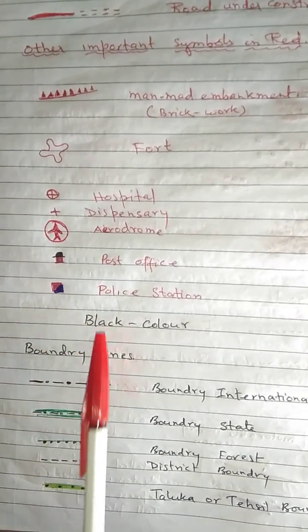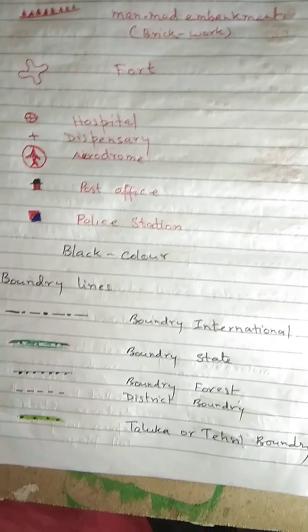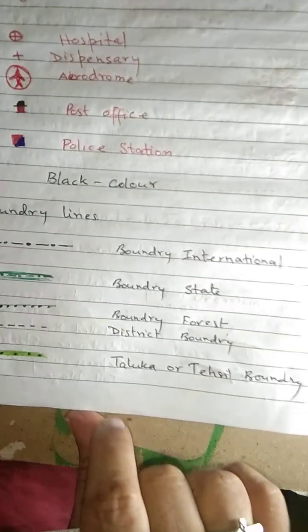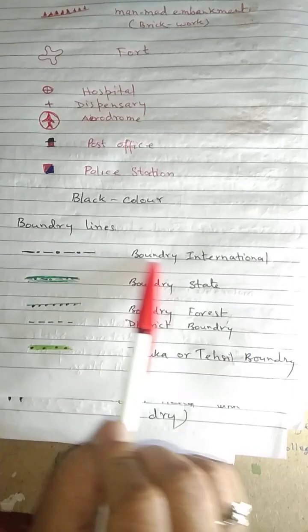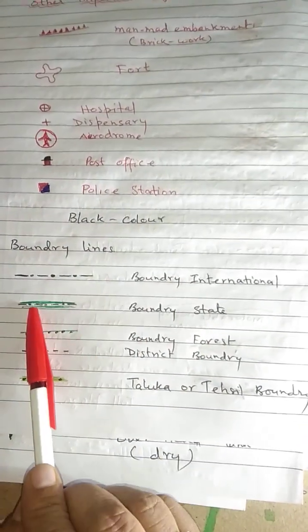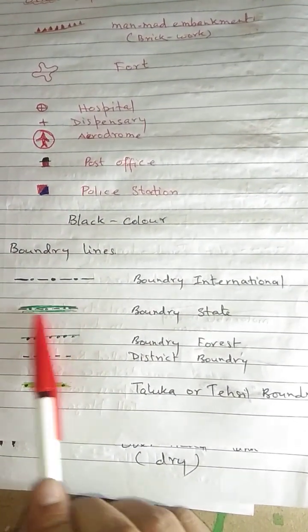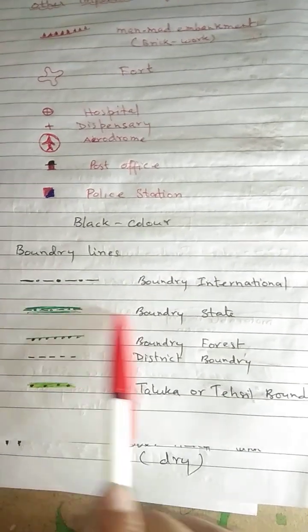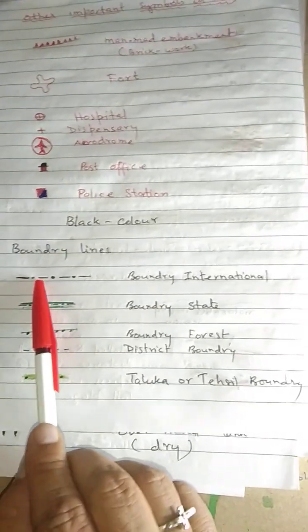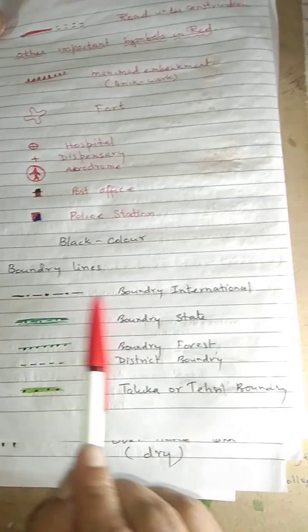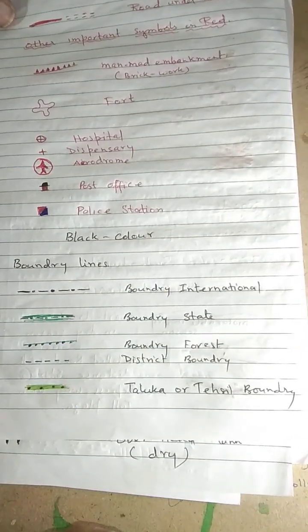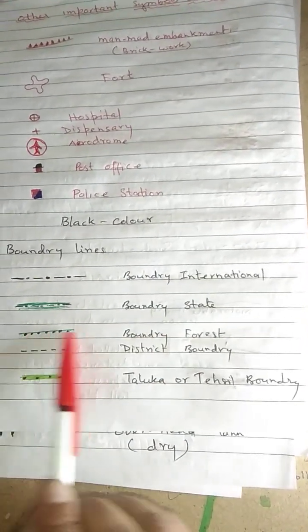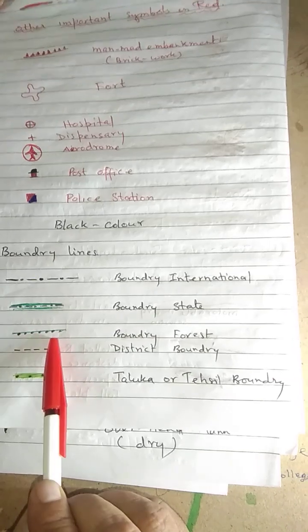Now coming to black color, which is very very important. Let's start with the boundary lines. Now this is an international boundary. It will be quite dark. And this is a state boundary. A state boundary will have a shading of green or shading of yellow. They will have a shade over here with a similar marking to the international boundary but smaller in size. Then forest boundary will have a green line and there will be dots like this.